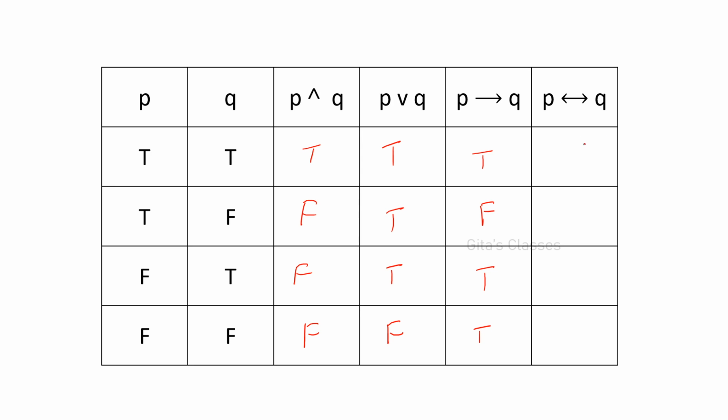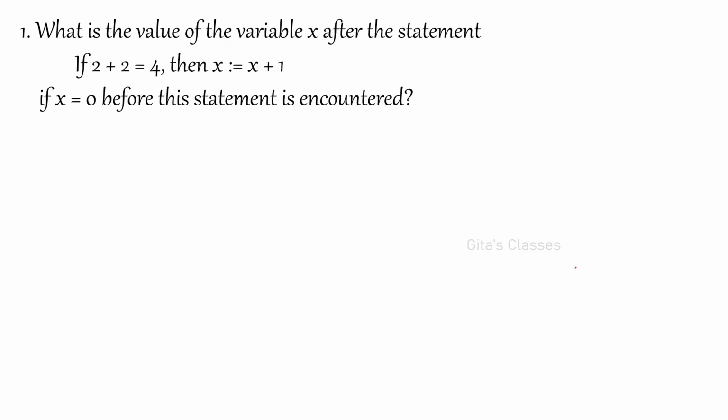And P biconditional Q, if both are having the same value, it will become true. Otherwise false. Okay, so these are the things you have to remember throughout this unit. We are going to use this, and let us do some problems.